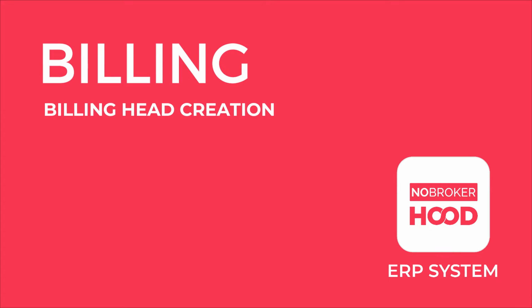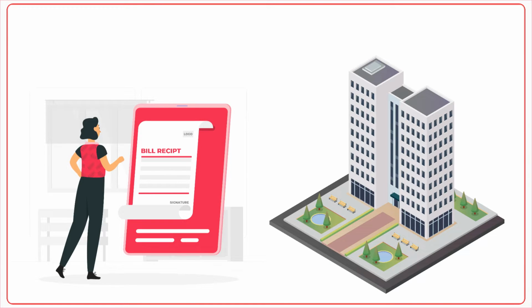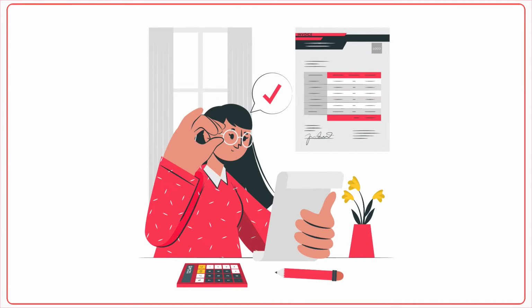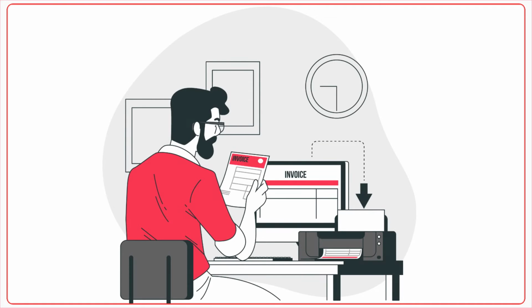Hello all. In this video, we will understand how to create a bill type using the NoBrokerHood ERP system. Before understanding the complete process, it is necessary for us to understand the structure or the pattern of the bill which society follows. There are 5 simple steps that society has to follow in order to generate the bill and send it to the residents of the society.